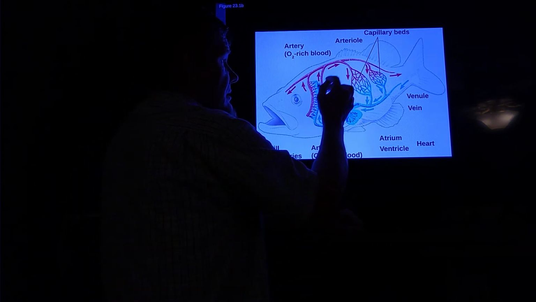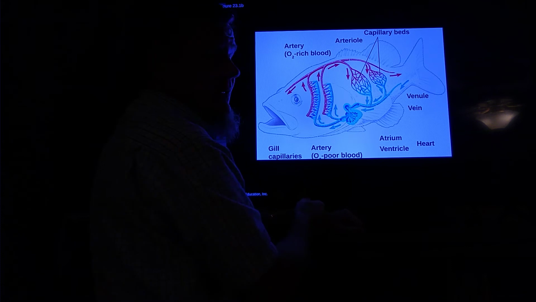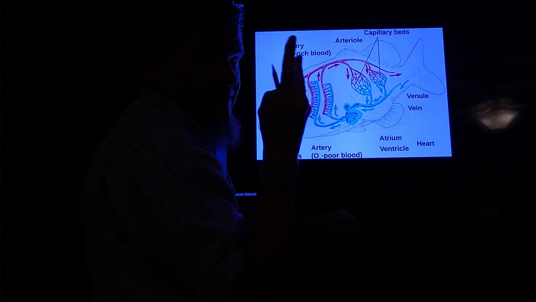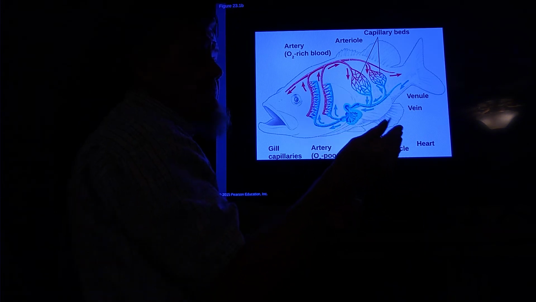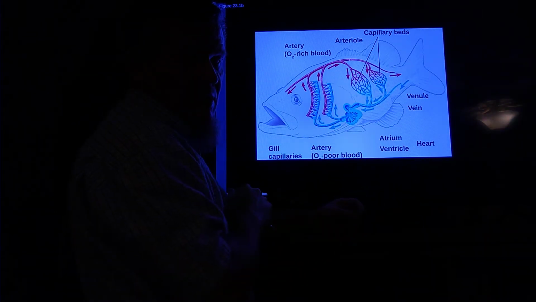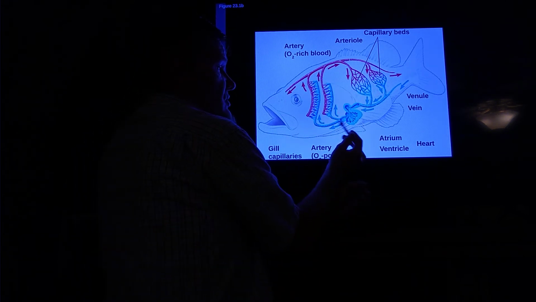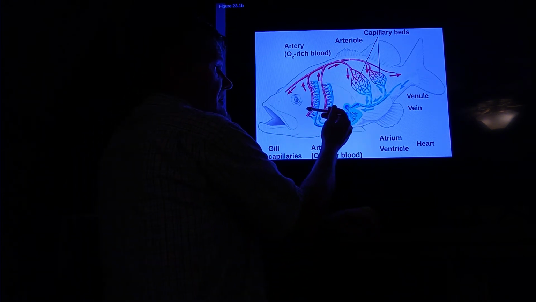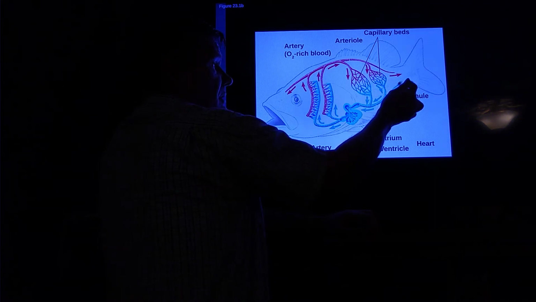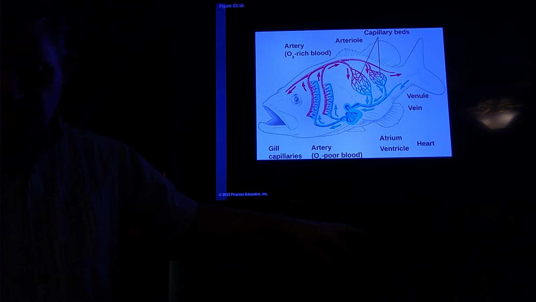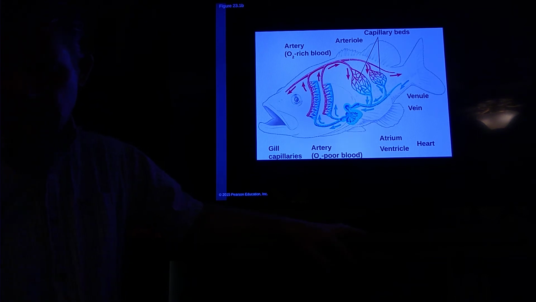Heart, gills, body, back. It is important to note that the blood is going through two sets of capillaries. That's generally, when we talk about the three-chamber heart in just a minute, we'll see how that's not the case. With fish, it goes through one set of capillaries in the gills, another set of capillaries in the body, and then back to the heart again. One circuit.